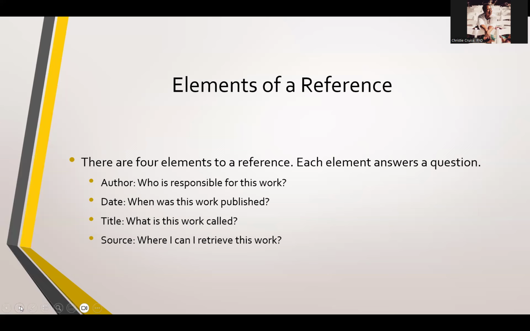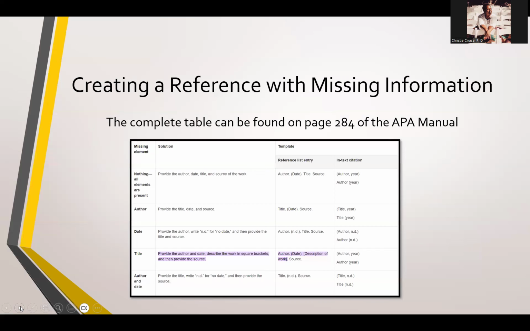The elements of a reference, there's 4 elements of a reference. There is the author, the date, the title, and the source. So who is responsible for the work? When was the work published? What is the work called? And where can I retrieve this work? No matter what the situation is in terms of the author, this is how your format should look. So we're going to go over a couple of basic examples of how these elements show up in the reference list.